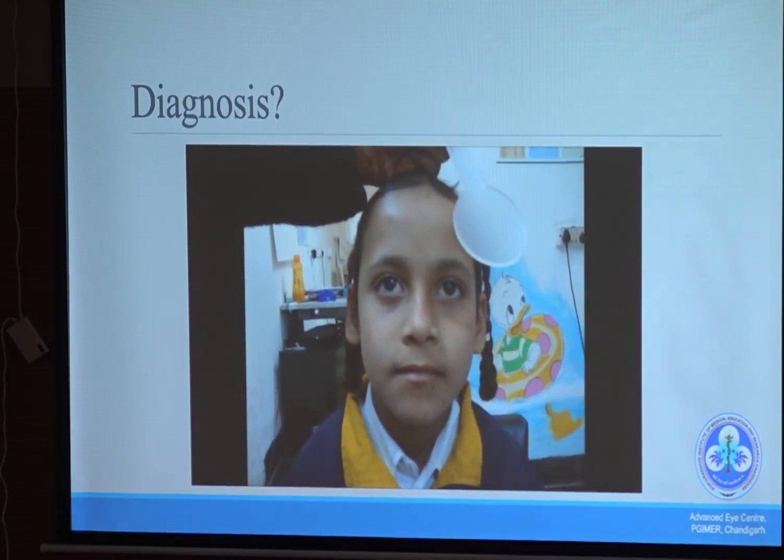So these conditions will also get manifest with the cover test. So cover test will not only tell you the movement of the eye and the strabismus, it will also tell you things like dissociated deviations, and things like maybe pseudoptosis and nystagmus might be uncovered with this cover test.